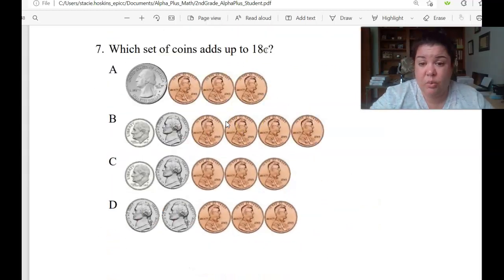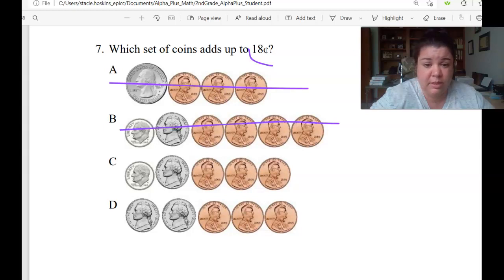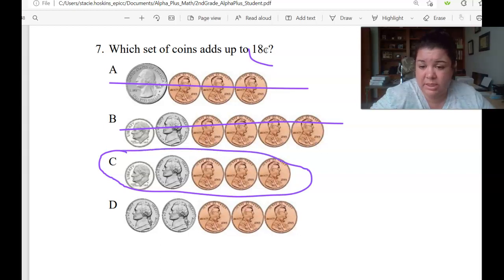All right, let's look at this one. Which set of coins adds up to 18 cents? So pause the video and figure that out. Well, I know this one's 25, so I can automatically say that can't be it. So anything with a quarter is not going to work because it's 18 cents. Okay, so we have 10 plus 5 is 15, 16, 17, 18, 19. Nope, too much. What about this one? 10 plus 5 is 15, 16, 17, 18. Ooh, look here. C, is that what you got? Let's look here. 5, 10, 11, 12, 13. Yeah, so just C is the only one.